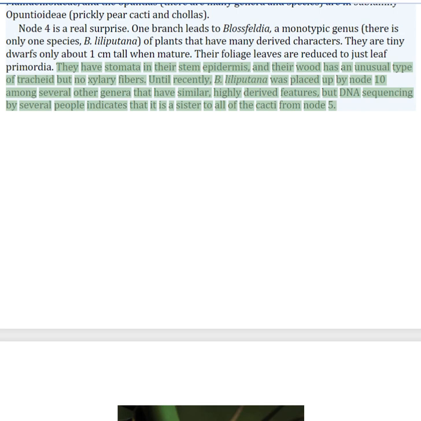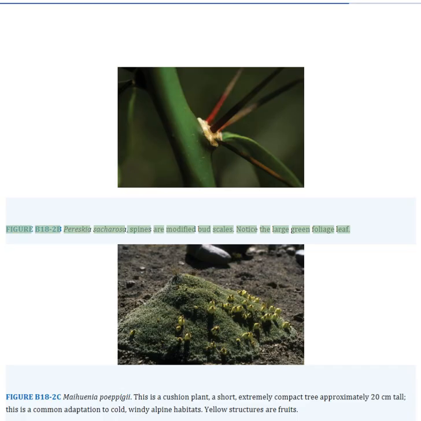Until recently, B. lilliputana was placed up by node 10 among several other genera that have similar, highly derived features, but DNA sequencing by several people indicates that it is a sister to all of the cacti from node 5. Figure B18, 2b: Pereschia saccharosa, spines are modified bud scales. Notice the large green foliage leaf.